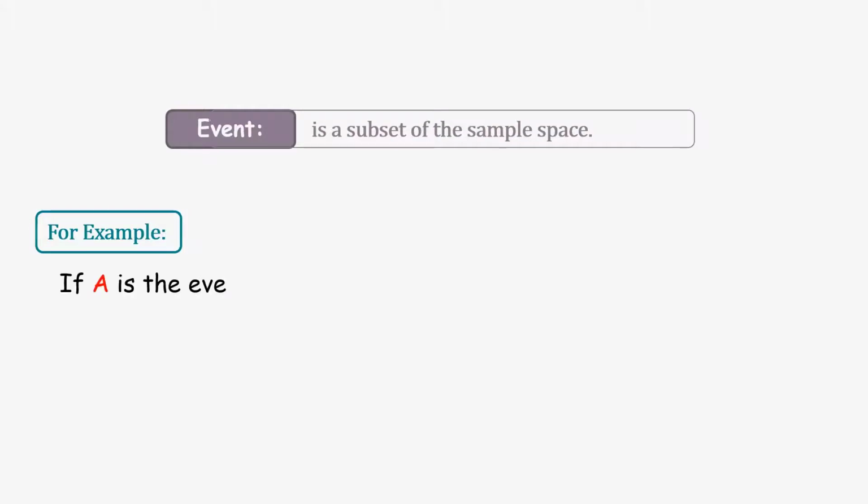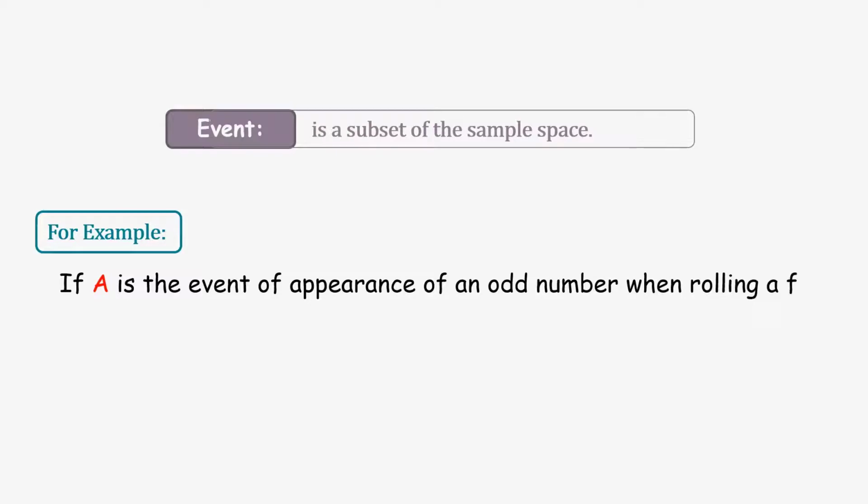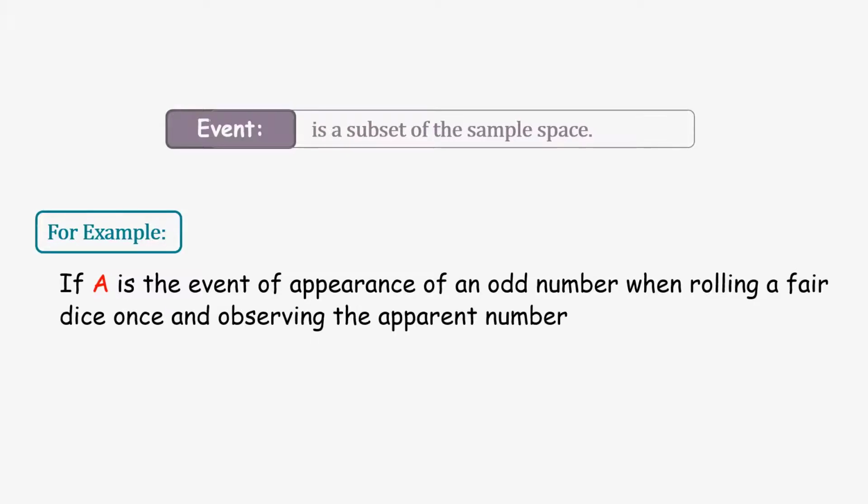Event is a subset of a sample space. We have here an example. If A is the event of appearance of an odd number when rolling a fair die once and observing the number on the upper face, then A could be 1, 3, and 5, all the odd numbers in the sample space.